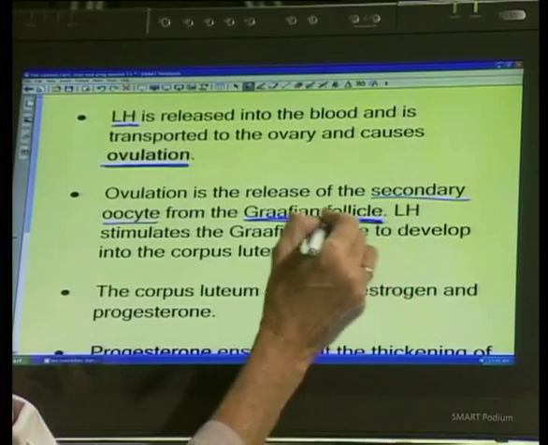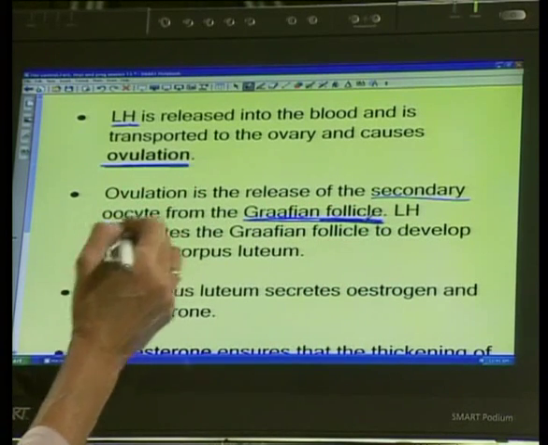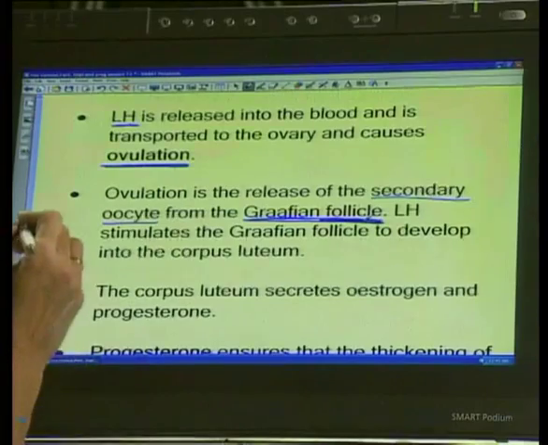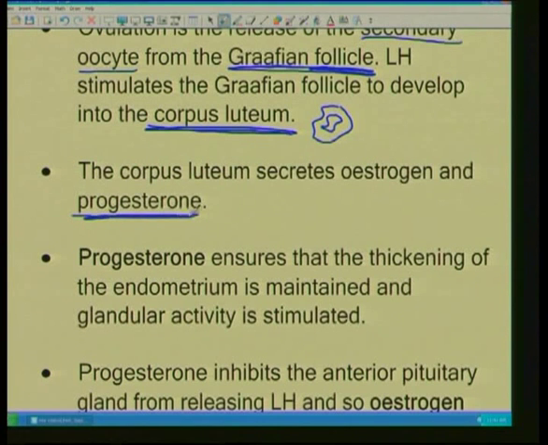You see, ovulation has occurred. That follicle has now released the oocyte. Okay, once it releases the oocyte, the Graafian follicle closes up again. And as it closes up again, it forms the corpus luteum. And the corpus luteum secretes estrogen and huge amounts of progesterone.